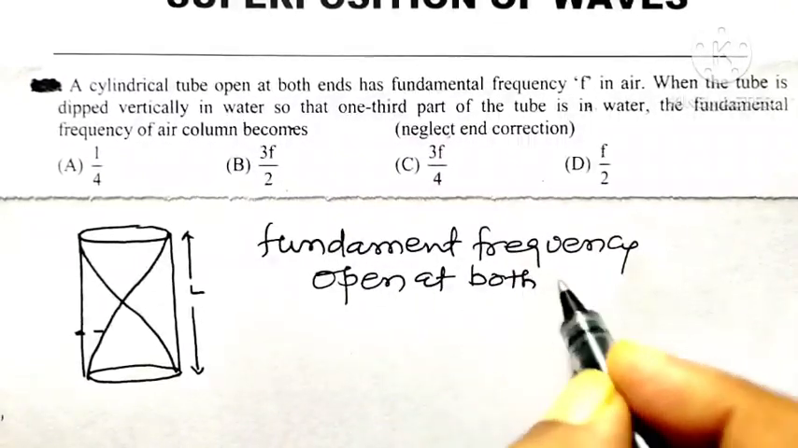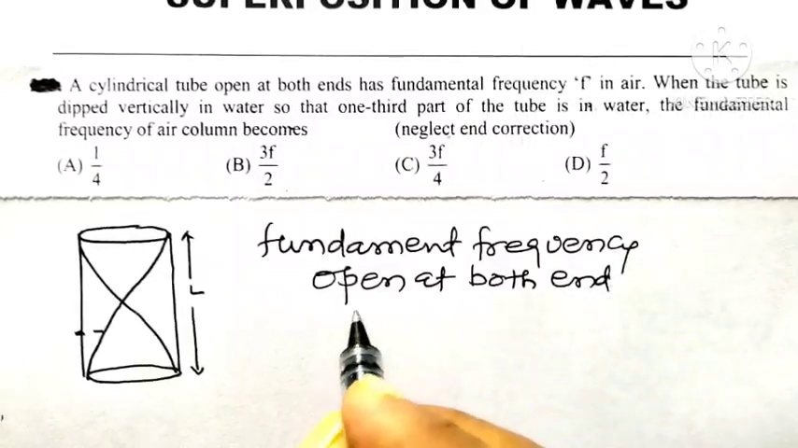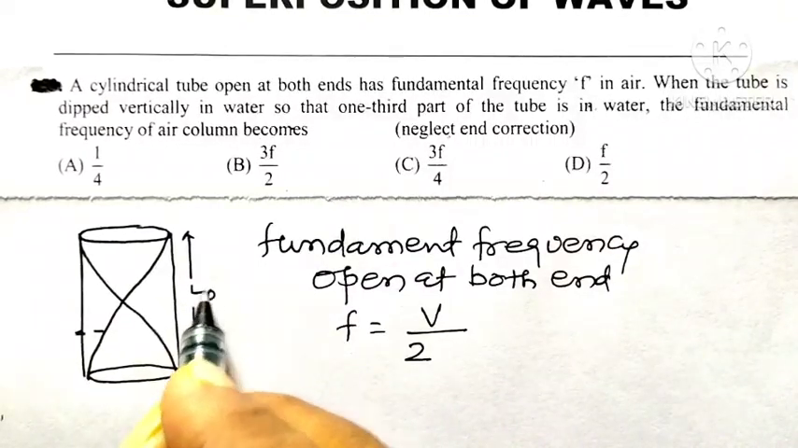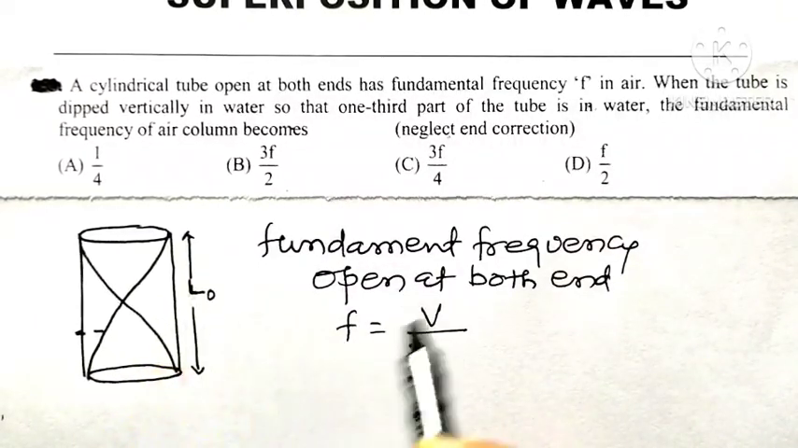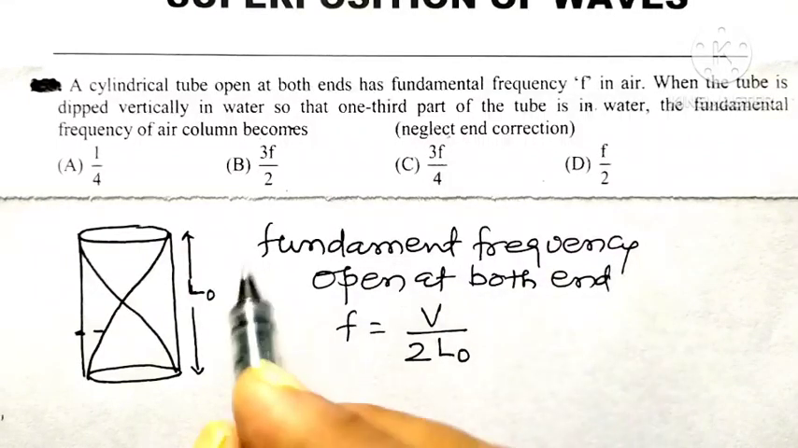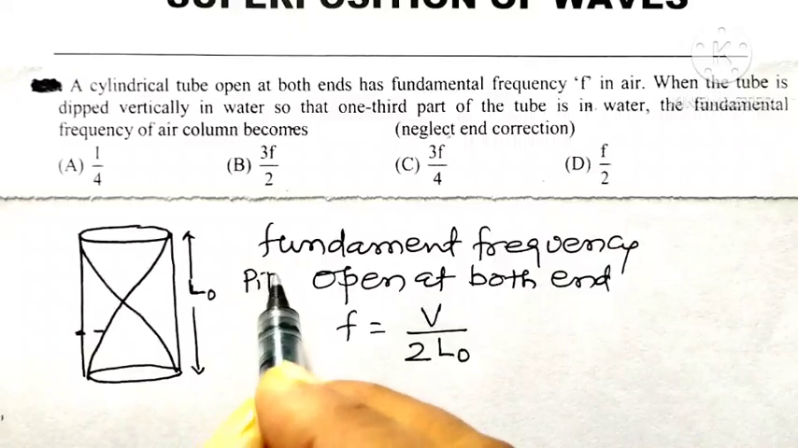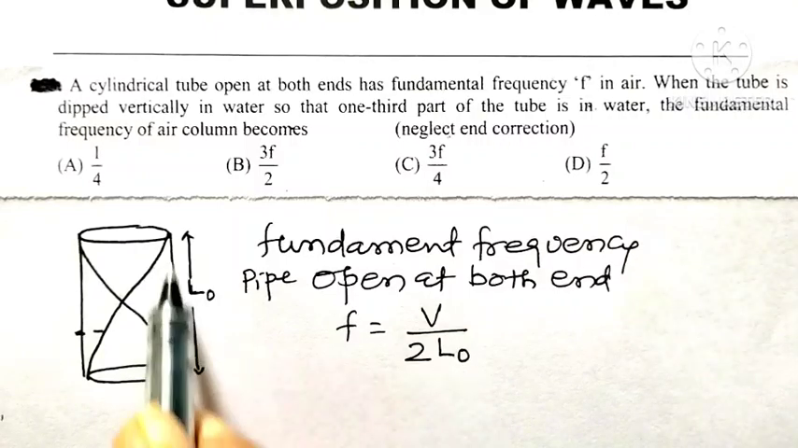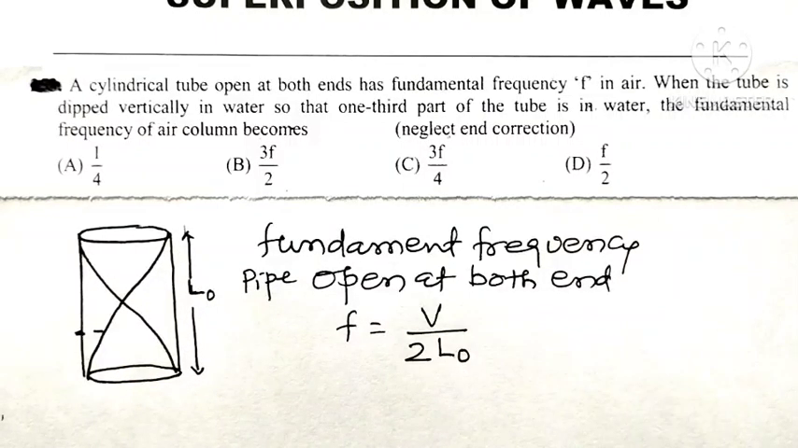F is equal to V divided by 2 times the length of the air column. Let L0 be the length of air column for a cylinder which is open at both ends. So F equals V divided by 2 times L0. So the fundamental frequency of a pipe which is open at both ends is F equals V upon 2 times L0, where L0 is the length of air column for a pipe open at both ends.